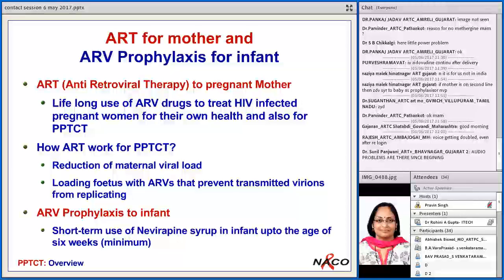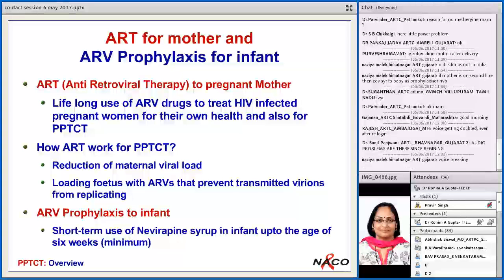Lifelong ART to the mother, for her own health and also for PPTCT. How does PPTCT work? Again, I'm just repeating it to reinforce it, and this is how you reinforce it in a pregnant lady. You say you must be adherent to your ART because that will reduce the maternal viral load, and also the antivirals which the mother is taking will pass into the fetus through the placenta and prevent any transmitted viruses from replicating. So it does a dual job.